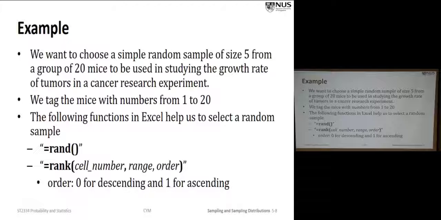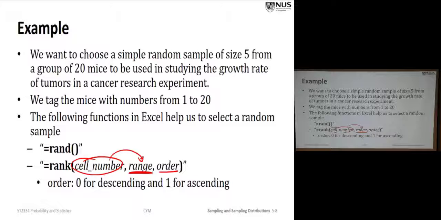If you don't get it, it's fine. In practice, if you want to select randomly a number of units, elements, or subjects from a population, then you can use this. The first command just generates random numbers, with no argument inside. Then the second one is the rank. It's basically saying that you rank this particular cell among this range.